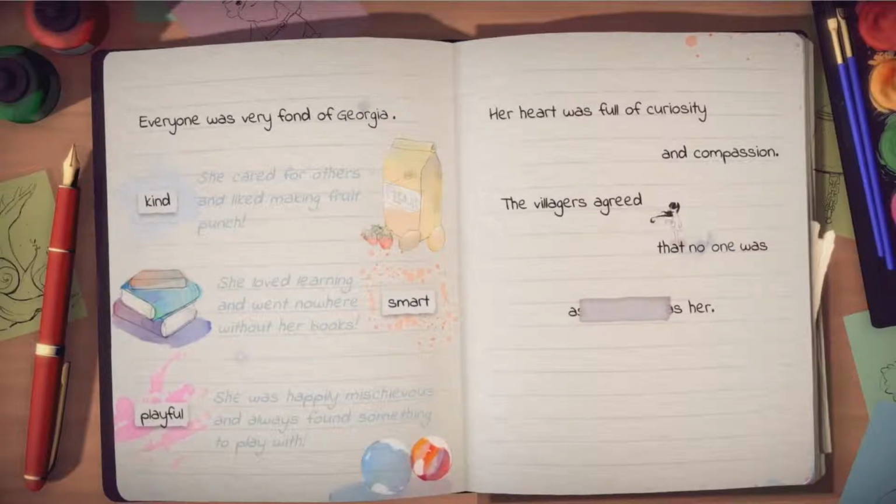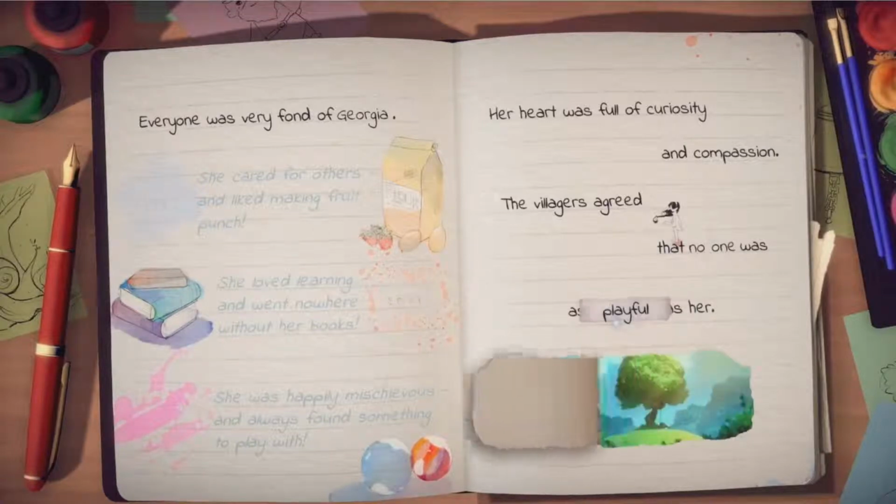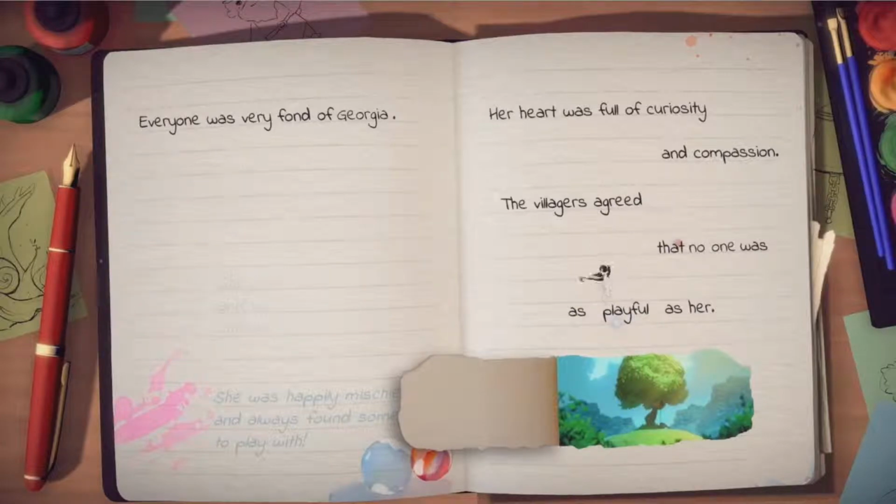I think it's your turn, Zeke. What are we going for, man? Everyone was very fond of Georgia. Her heart was full of curiosity. No one was as playful as her. So this choice affects some of the objects that we'll see in a second when we transition into Astoria.